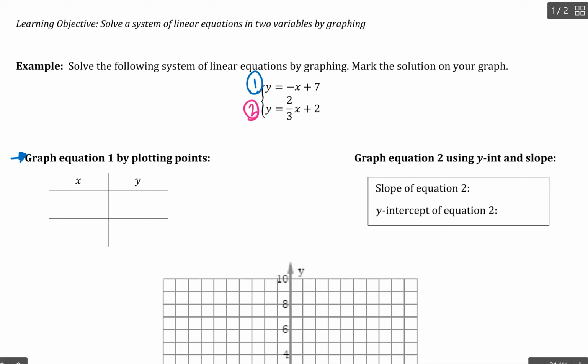So what does that mean? That means that we can choose two x values, any two x values, and plug it into our equation, get out a y value, and then plot those points. So first we need to choose two x values. We can literally choose any two x values and plug them into our equation and plot those points.